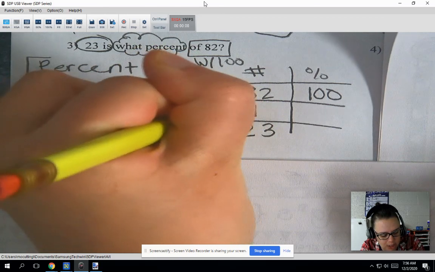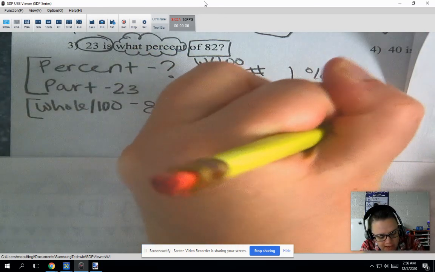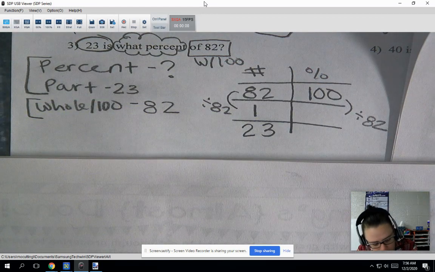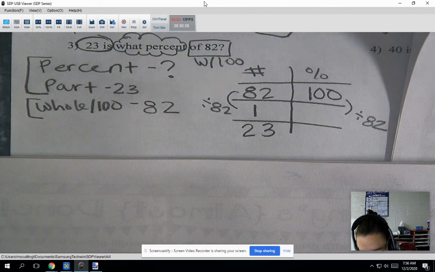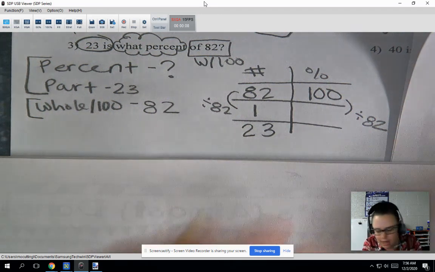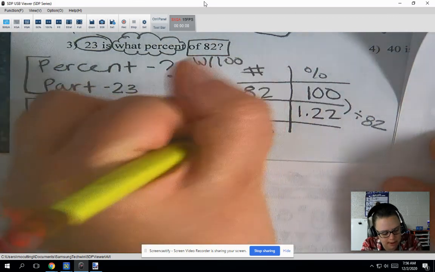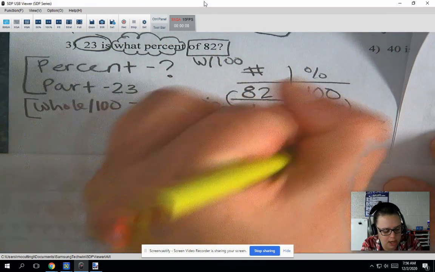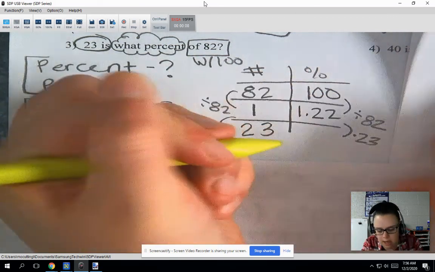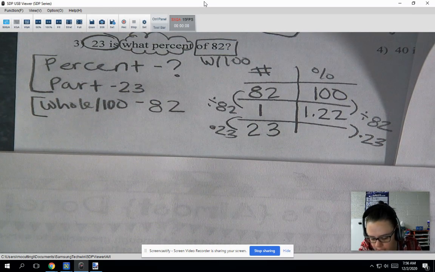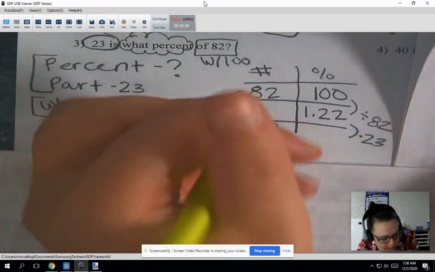82 divided by 82 is going to give me 1. 100 divided by 82 is going to give me, handy dandy calculator, don't fail me yet now. 100 divided by 82 is 1.21. Next door neighbor's a 9. So I'm going to make that 1.22, and then times 23 and times 23. 1.22 times 23 gives me 28.06.